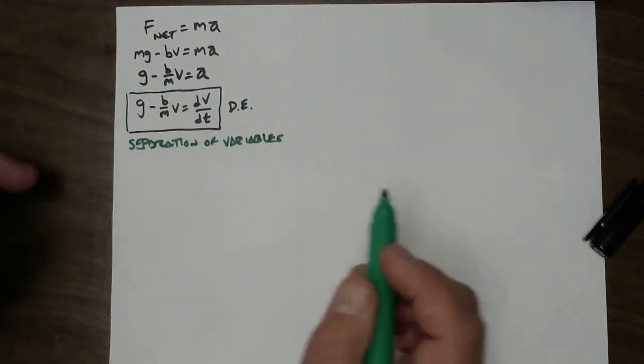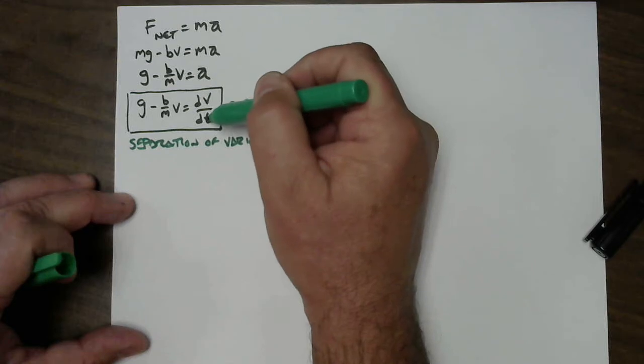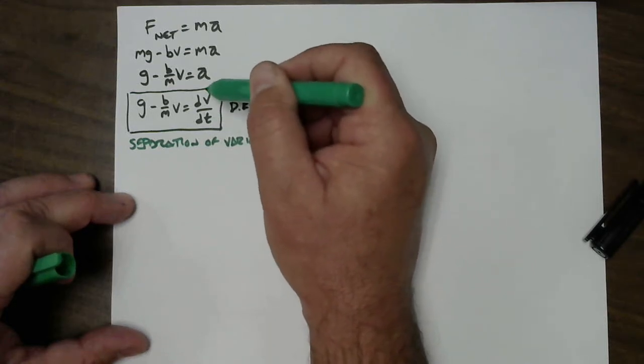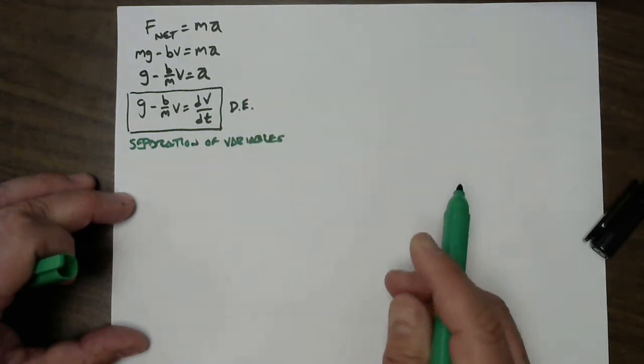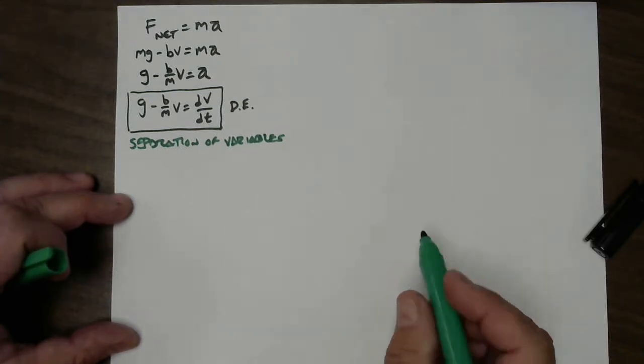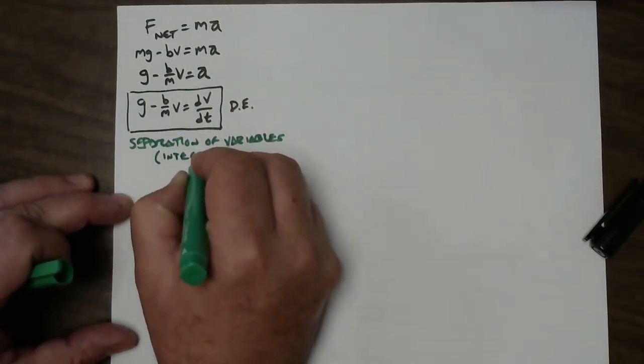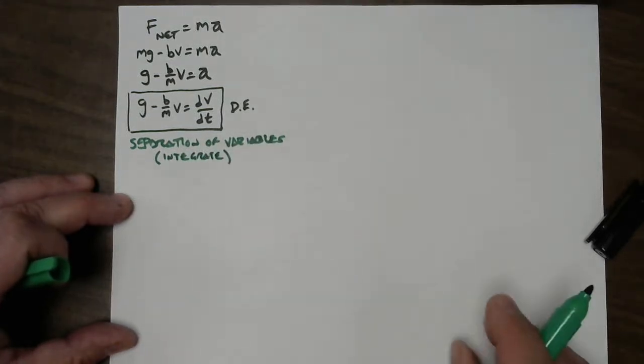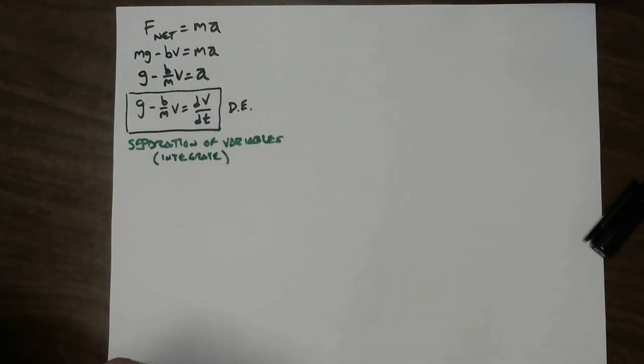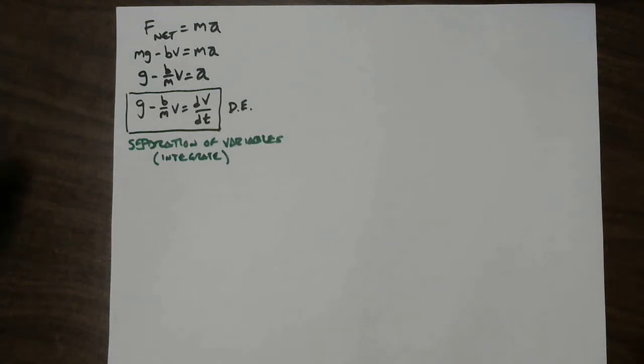And separation of variables just means splitting up the v's and the t's here, getting all the things having to do with velocity on the one side, all the things having to do with time on the other side, and then integrating your way out of this mess. You see, this is a differential equation. So if you could manage to integrate both sides, then you don't have a differential equation anymore. You have an algebraic equation.